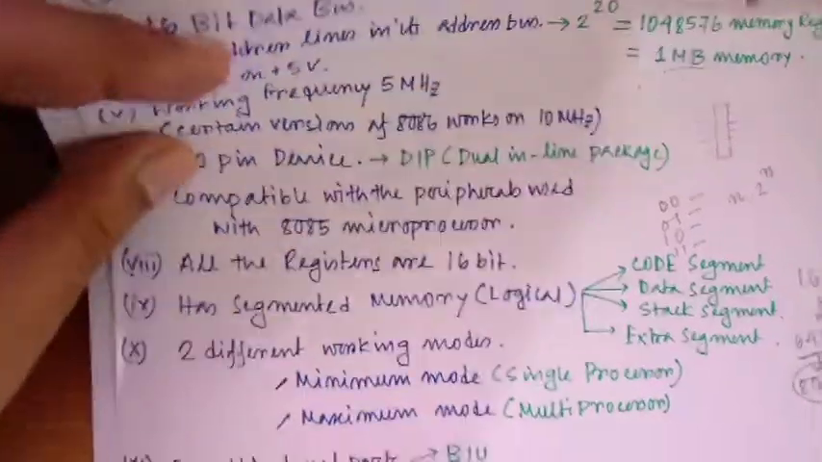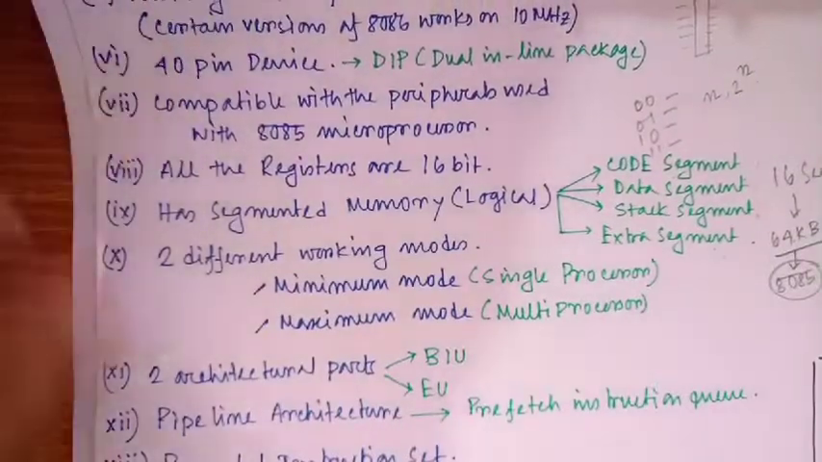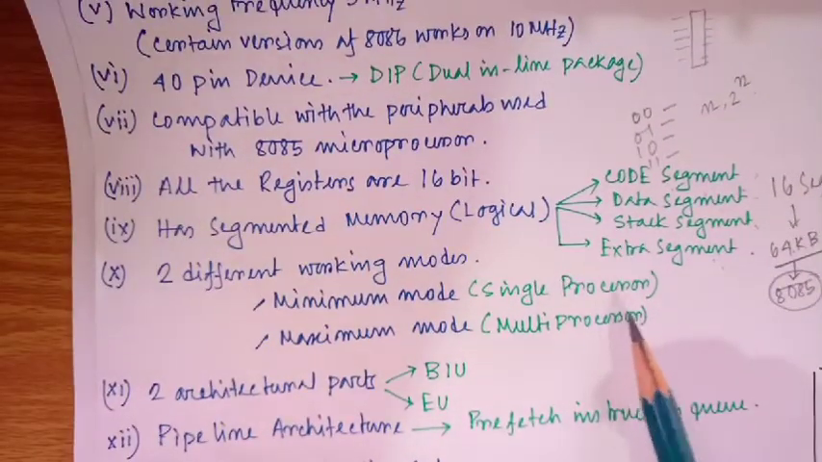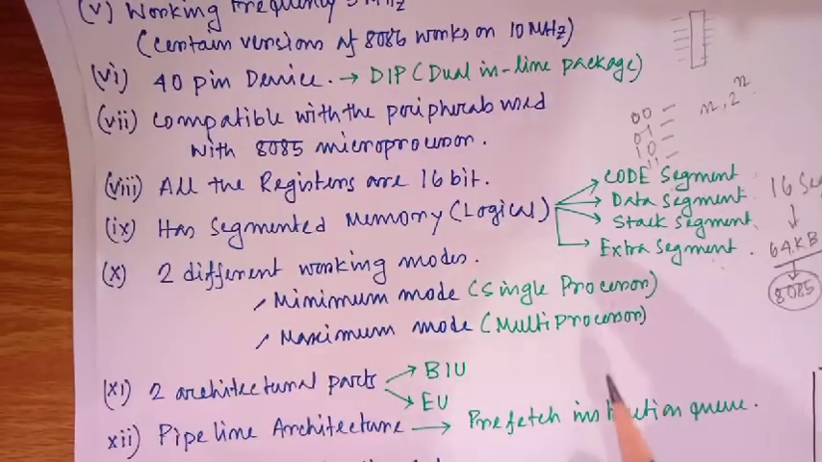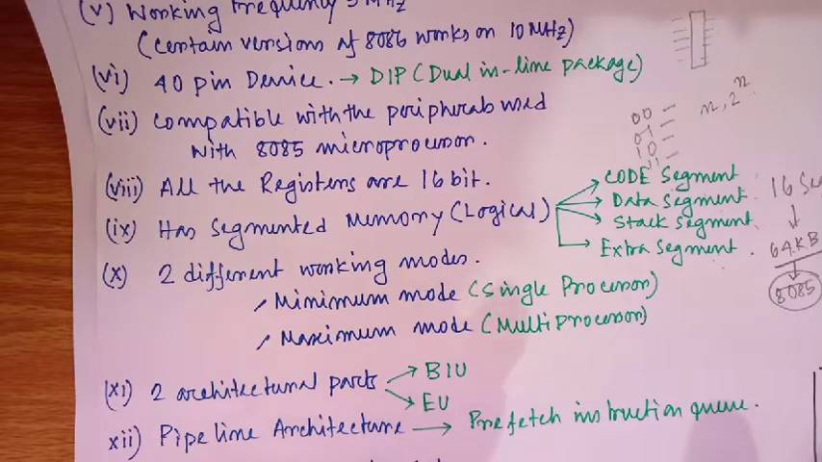What is minimum mode and what is maximum mode? Right now we should remember it this way: when 8086 works as a standalone processor in a particular programmable system, then it is called a single processor. That means if a programmable system has only one processor and that itself is 8086, then it works in minimum mode. Now what is maximum mode?